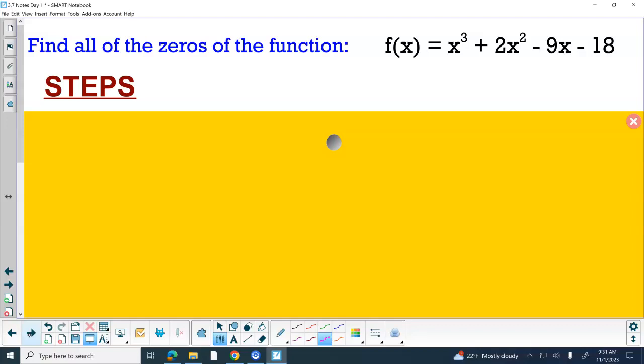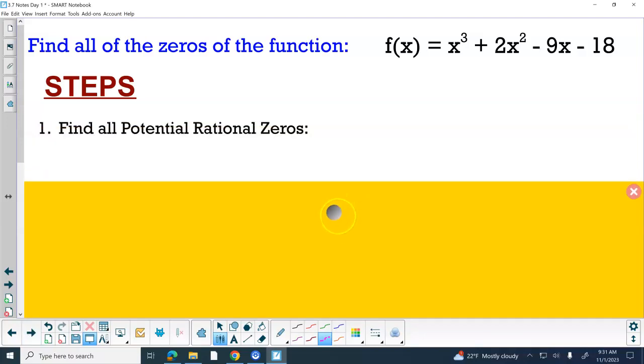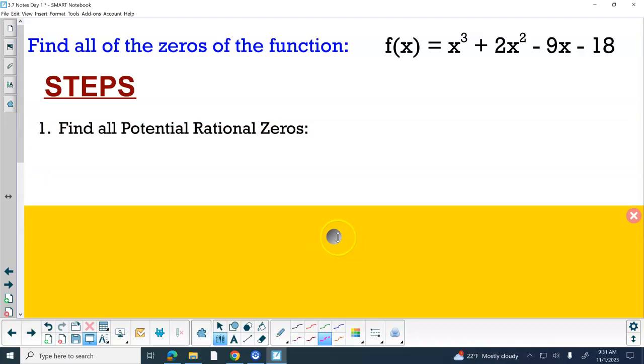So the first step after you write down the function is you need to find all of the potential zeros. That's like the example that we just did. So you need to find the list of factors. What are factors of 18? 1 and 18, 2 and 9, 3 and 6, just those 6, right?